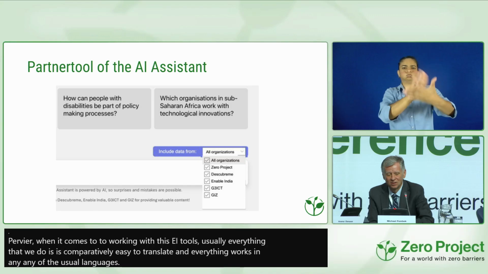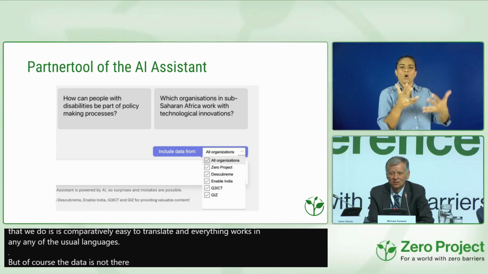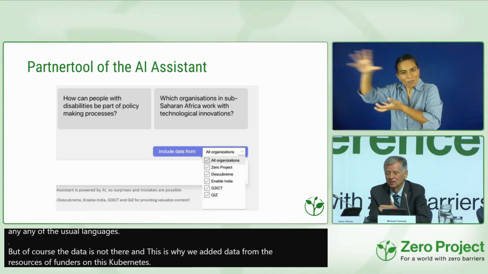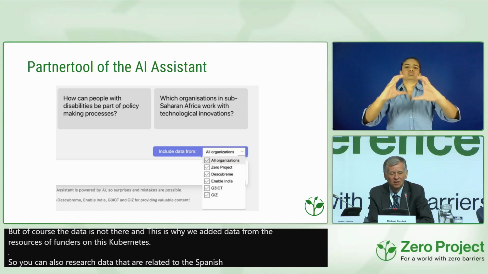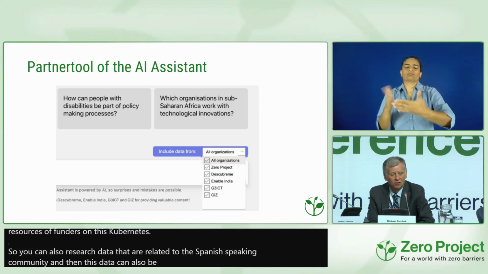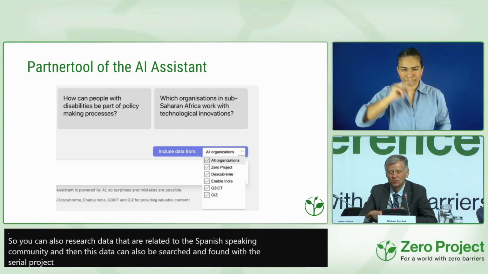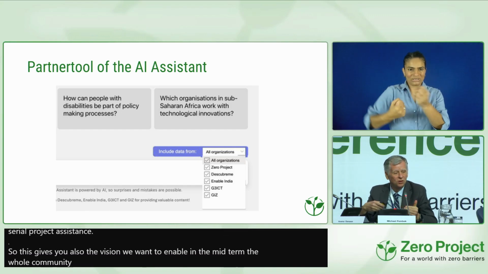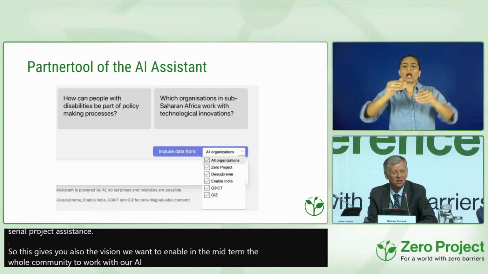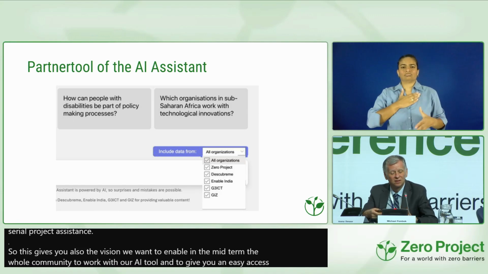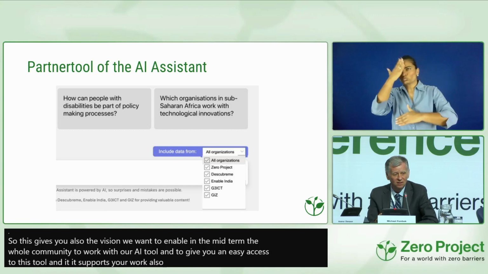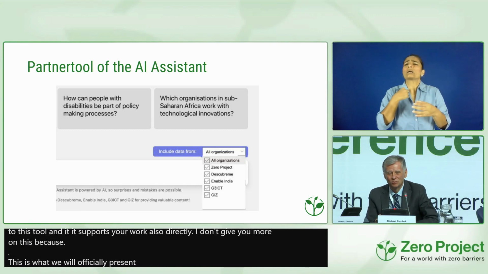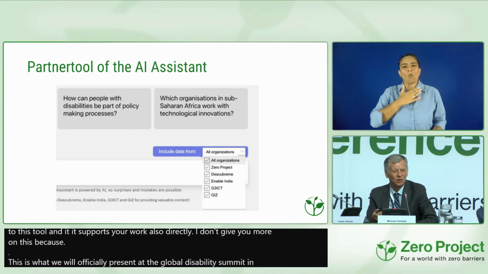But of course, the data is not there, and this is why we added data from the resources of Fundación Descúbreme, so you can also research data that are related to the Spanish-speaking community, and this data can also be searched and found with the Zero Project Assistant. So this gives you also the vision. We want to enable, in the midterm, the whole community to work with our AI tool and to give you easy access to it, and it supports your work directly. I won't give you more on this because this is what we will officially present at the Global Disability Summit in Berlin in a month's time.